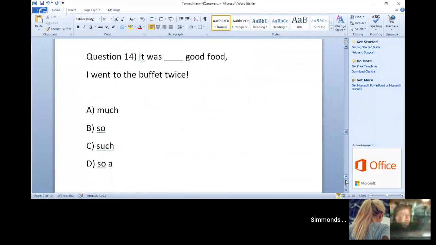Oh, I think if there wasn't given food and the sentence was use it, right? Well, I didn't hear everything you said, but for example, I could say it was so good, knowing that we're talking about the food. So, oh, how was the food? Oh, it was so good. I went to the buffet twice. In that case, yes, because we're just using the adjective.